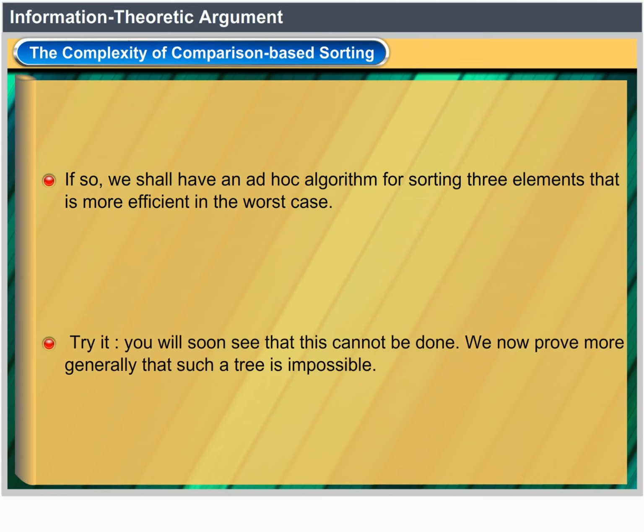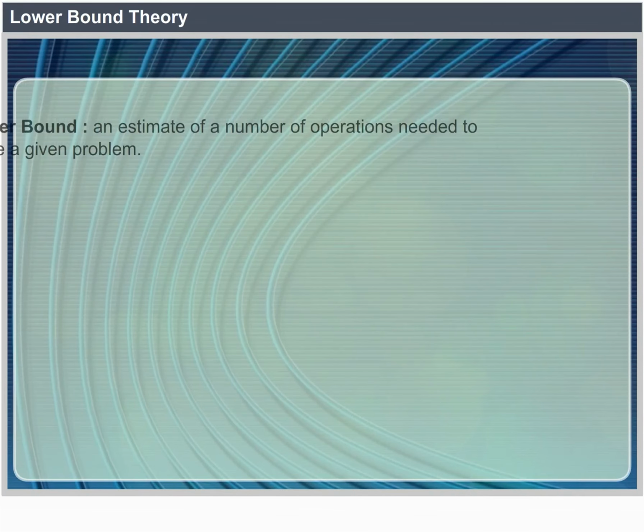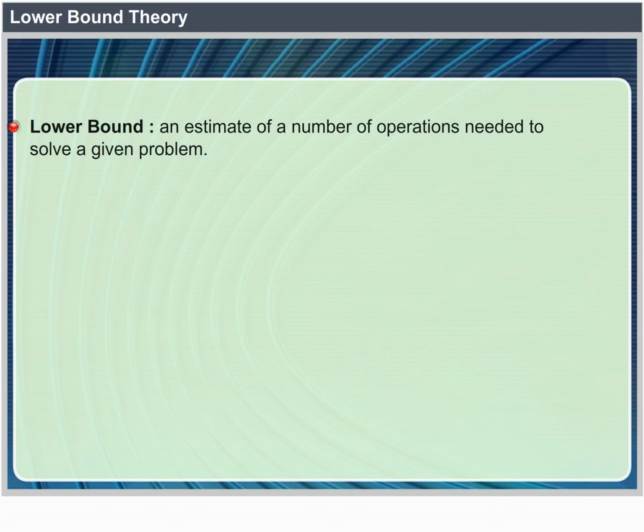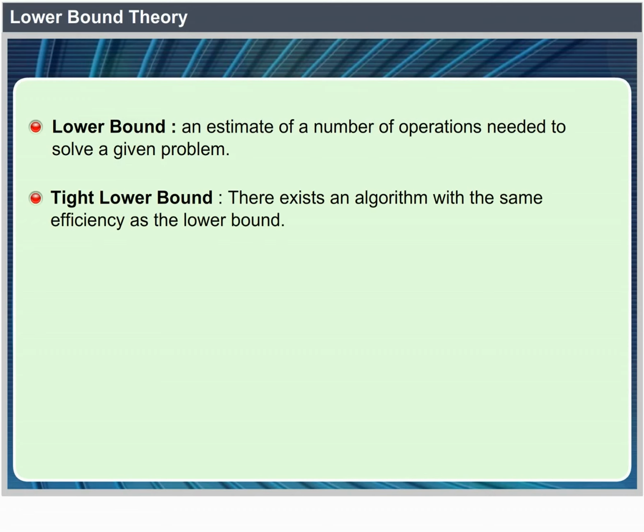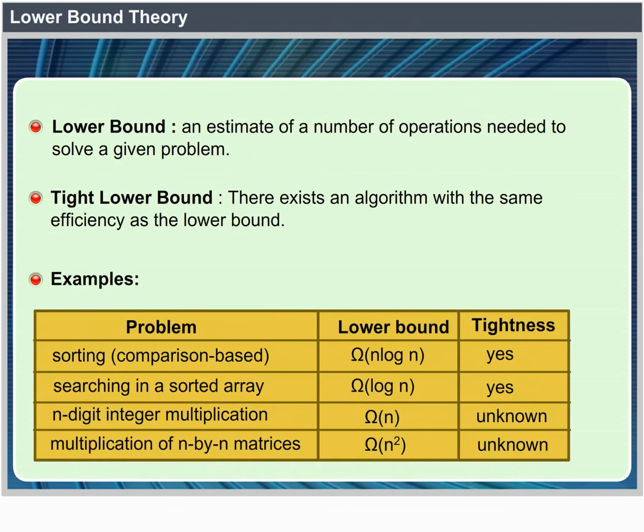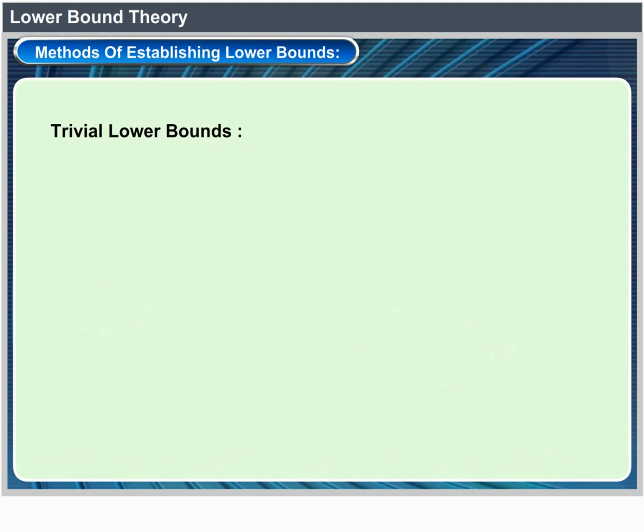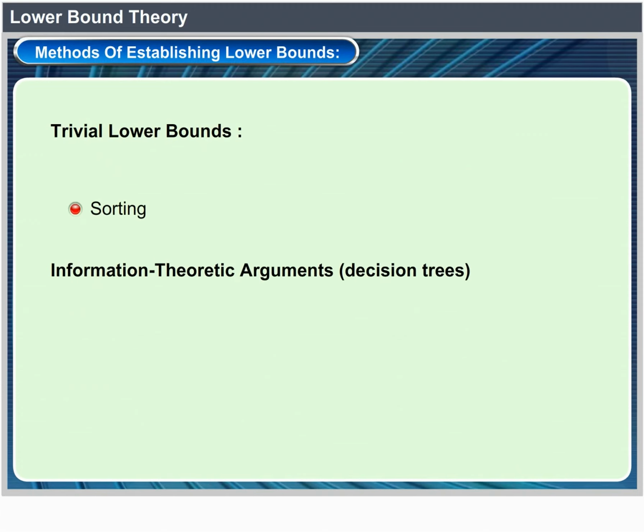Lower bound theory. A lower bound is an estimate of the number of operations needed to solve a given problem. Tight lower bound: there exists an algorithm with the same efficiency as the lower bound. Examples are shown in this table. Methods of establishing lower bounds. Trivial lower bounds. Sorting. Information theoretic arguments. Decision trees. Any comparison sorting algorithm, that is, bubble sort.